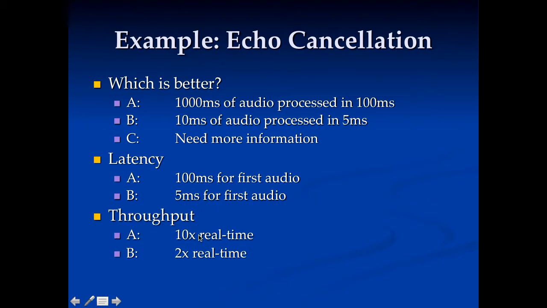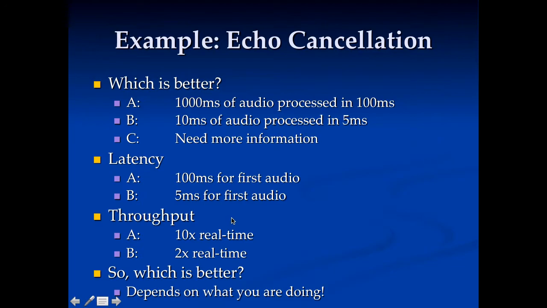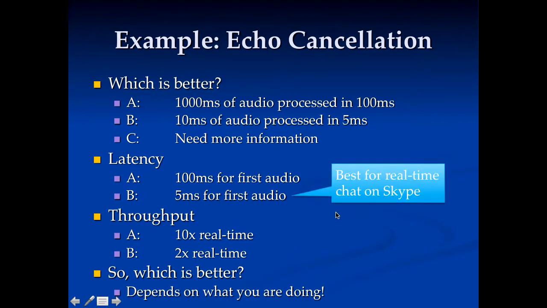But if I care about throughput, the first one is 10 times faster than real time, the other one's 2 times faster. So for throughput, this one's much faster than that one. Now, where would you care about latency versus throughput in audio processing? Well, it depends on what you're doing. So if you're doing real-time chat on Skype, what you care about is latency. If it takes 100 milliseconds to look and see if there were any echoes in the last 1 second of audio, well, you're not going to get a lot of echoes. In fact, you won't get any echoes that are less than 100 milliseconds. You want the one that's going to have the lowest latency for processing the echoes here.